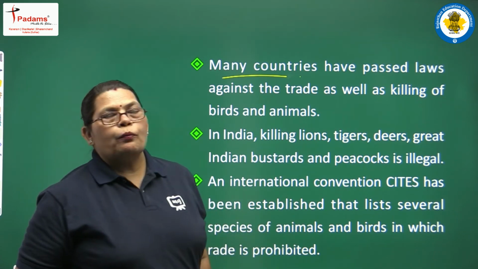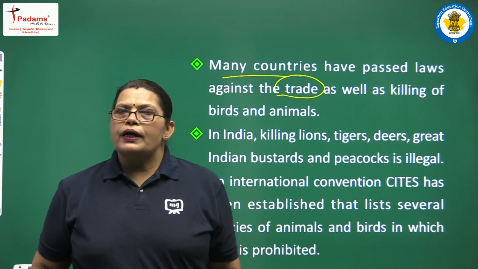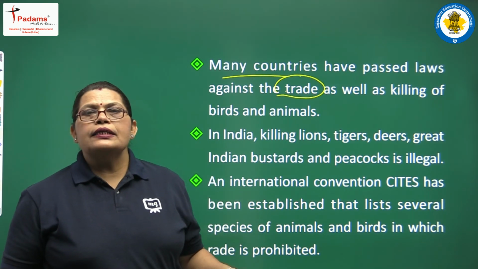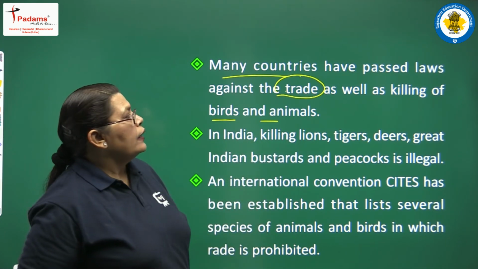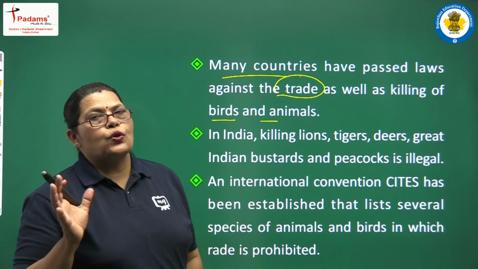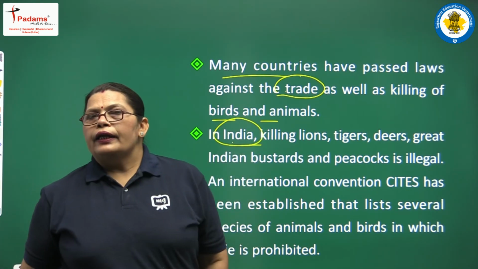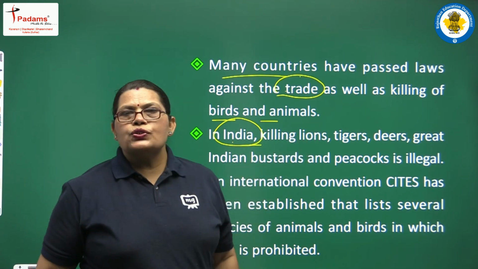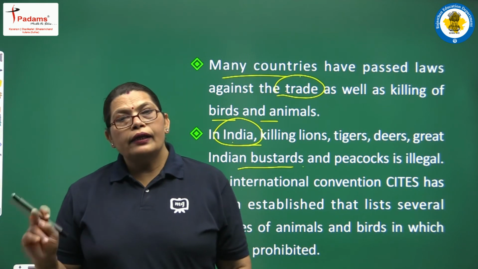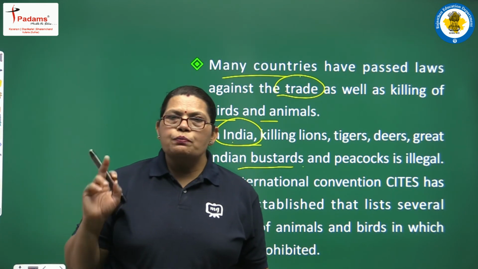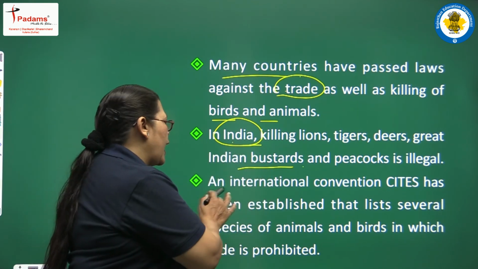In many countries, laws have been passed against the trade as well as the killing of birds and animals. We Indians also have some laws about the preservation of birds and animals and to stop the trade and the killing of birds and animals. We are talking about India. In India, killing lions, tigers, deer, great Indian bustards and peacocks is totally illegal, and human beings must be punished for killing all these animals, insects and birds.